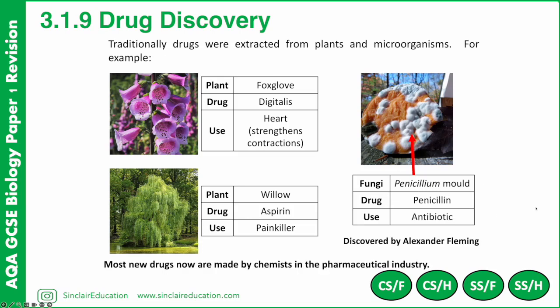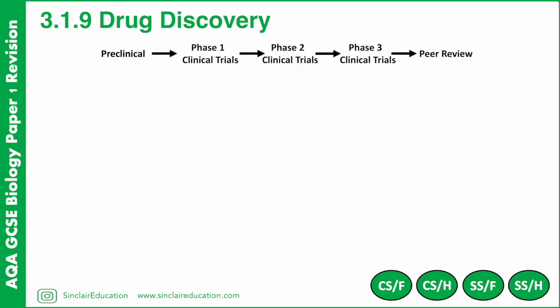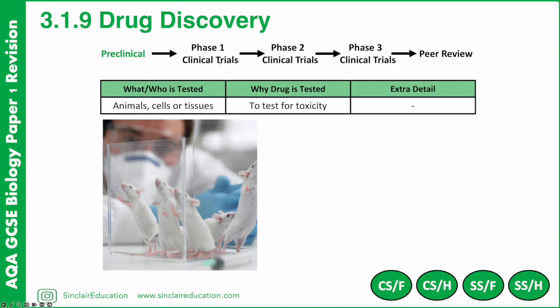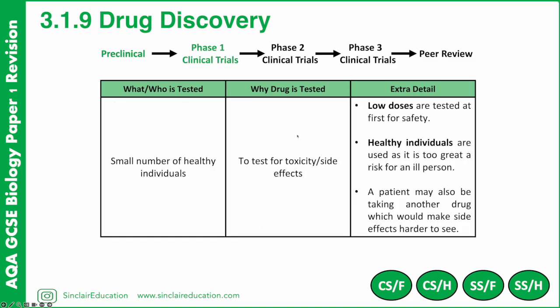Most new drugs though nowadays are made in the pharmaceutical industry, and we go through drug trials. Now this tends to be, or could be, some extended questions. With this, be aware of the different stages and what's involved. So we've got preclinical. This is where we test animals or cells and the purpose of this is to test for toxicity.